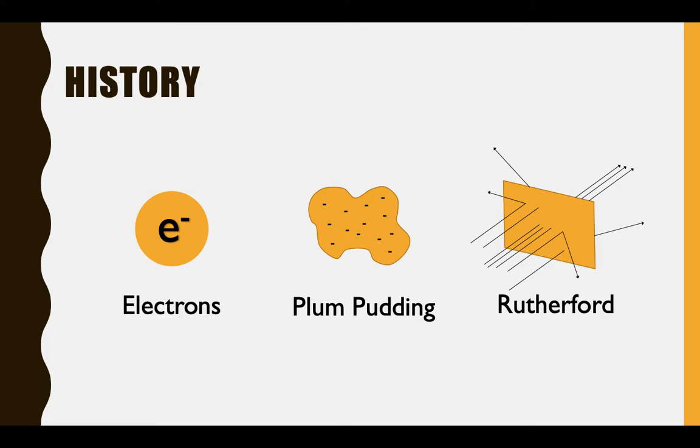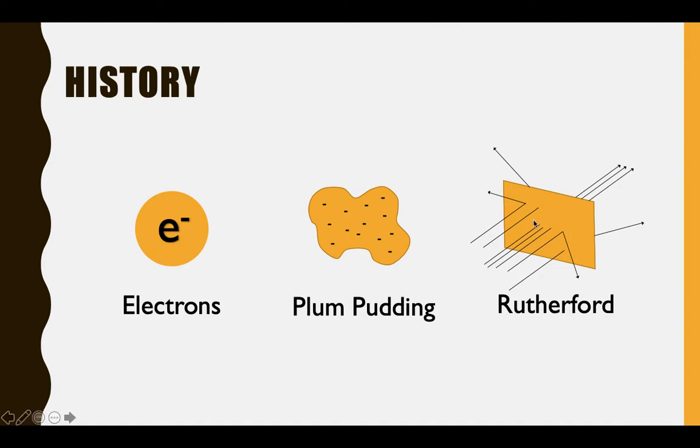Originally, John Dalton introduced the atom. J.J. Thomson then discovered electrons. And then shortly after, they said, okay, well, there's got to be positive charge somewhere. So this plum pudding model was discovered. But Ernest Rutherford, finally, in his gold foil experiment, discovered that there's something in the middle of an atom.